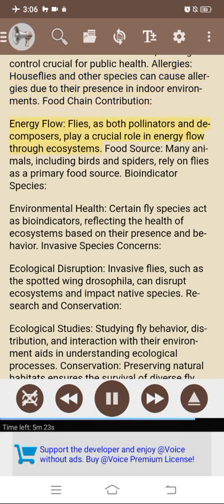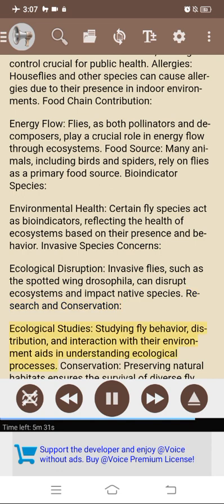Food chain contribution. Energy flow. Flies, as both pollinators and decomposers, play a crucial role in energy flow through ecosystems. Food source. Many animals, including birds and spiders, rely on flies as a primary food source. Bioindicator species. Environmental health. Certain fly species act as bioindicators, reflecting the health of ecosystems based on their presence and behavior. And invasive species concerns. Ecological disruption. Invasive flies, such as the spotted wing Drosophila, can disrupt ecosystems and impact native species.